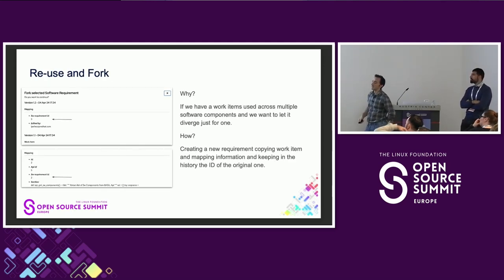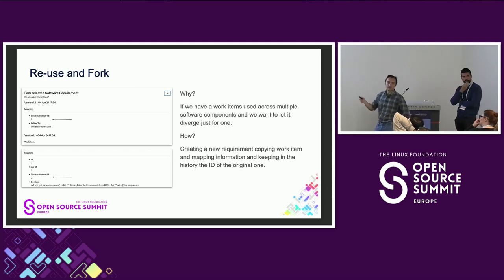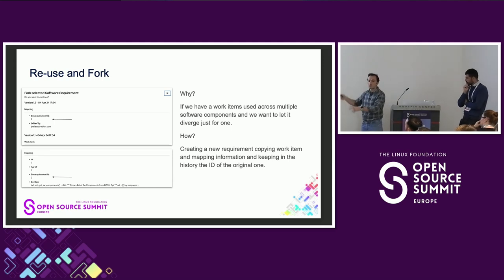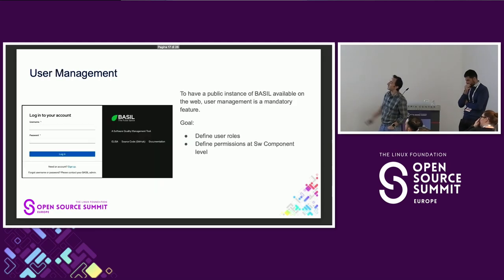Another key concept here is that we can reuse work items across software components, because we can have high-level software requirements that we can use across all our projects. But we can also fork work items, in case we need to diverge for some reason for a new software component. Say we have a requirement that we use across hundreds of software components, and just for one we need to change something. BASIL will help you simplify this, and you keep the history that this new work item has been generated from another one, and everything is saved in the history of the BASIL database. This is just useful information.